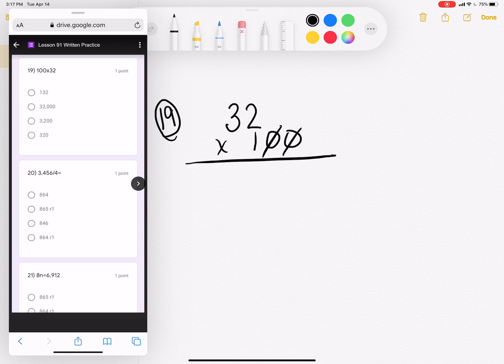Number 19, 32 times 100. Let the zeros hang off the edge. Put them in your answer. 2 times 1 is 2. 3 times 1 is 3. You should get 3,200.